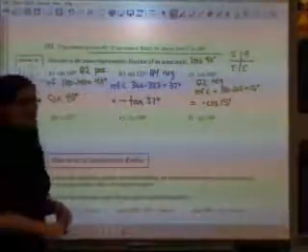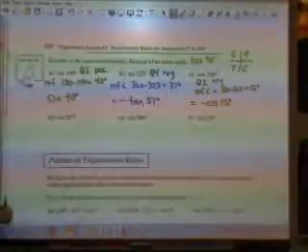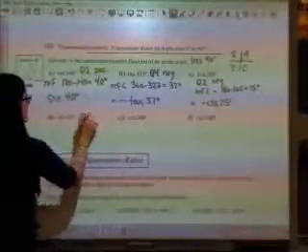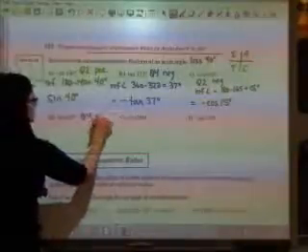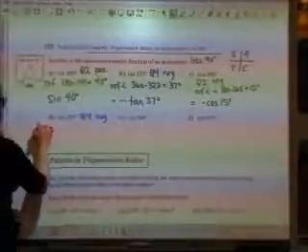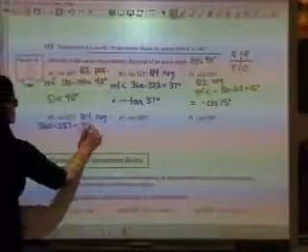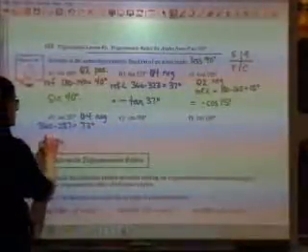Okay, sine 287, what quadrant am I in? Quadrant 4. And in quadrant 4, sine will be negative. How do I find the reference angle? 360 minus 287, which equals 73. So then sine 287 would equal negative sine 73.